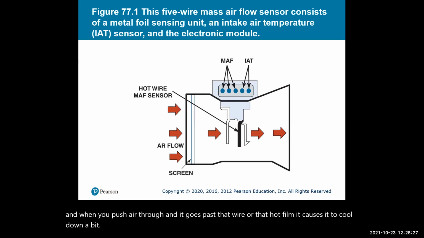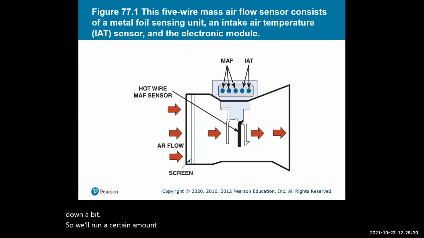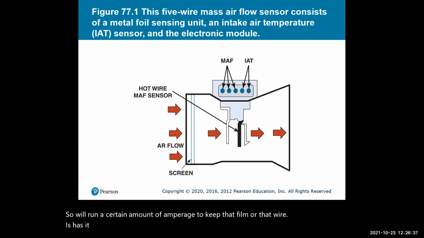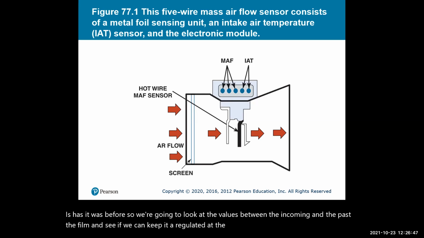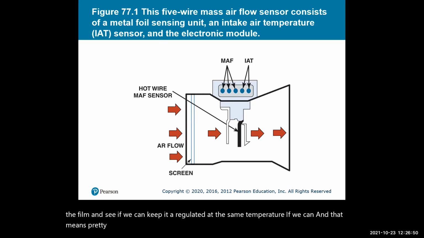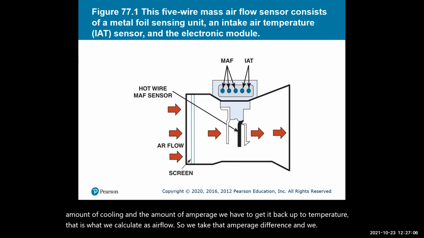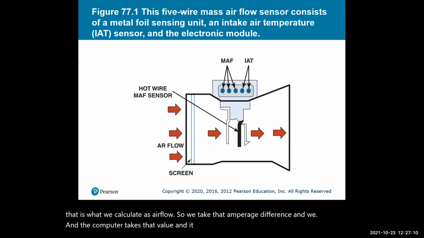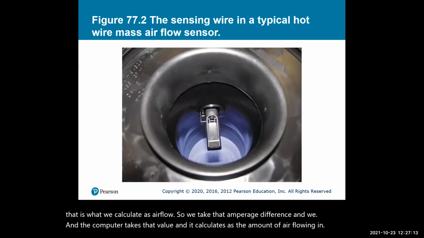So we run a certain amount of amperage to keep that film or wire as hot as it was before. We look at the values between the incoming air and past the film, and see if we can keep it regulated at the same temperature. If we can, then pretty much there's nothing going on. But if we get air going through, the amount of cooling and the amount of amperage we have to use to get it back up to temperature is what we calculate as airflow. So we take that amperage difference, and the computer takes that value and calculates the amount of airflow going in. Here's an example right here.